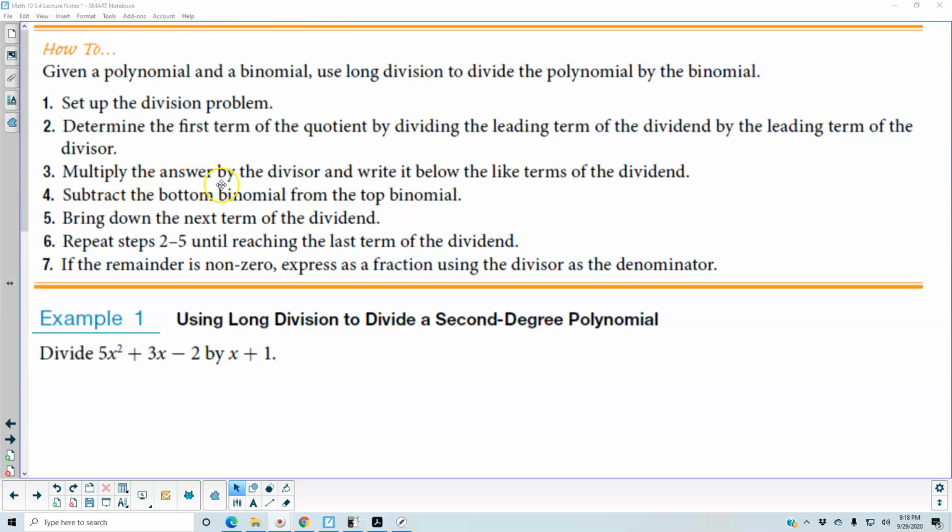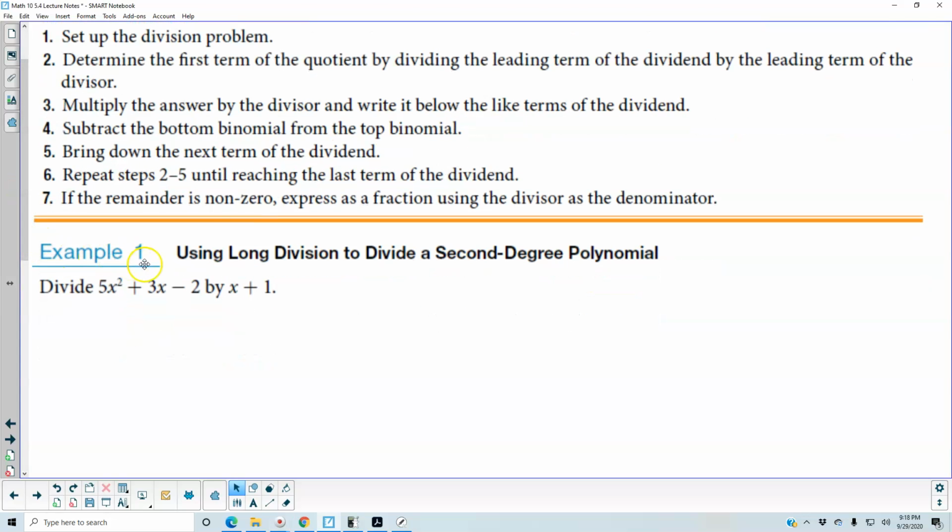You're going to multiply the answer by the divisor and write it below the like terms of the dividend. Subtract the bottom binomial from the top binomial. Bring down the next term of the dividend. Repeat steps 2 through 5 until reaching the last term of the dividend. If the remainder is non-zero, express it as a fraction using the divisor as the denominator.